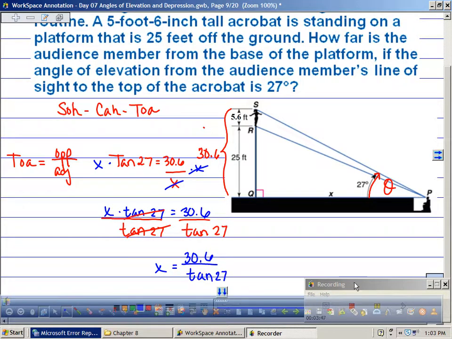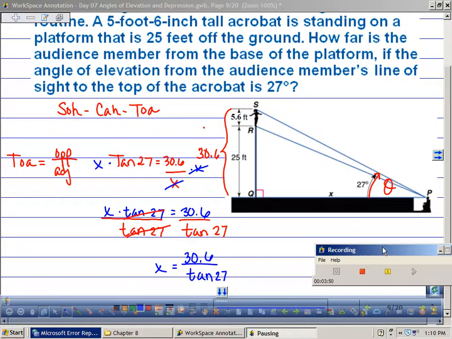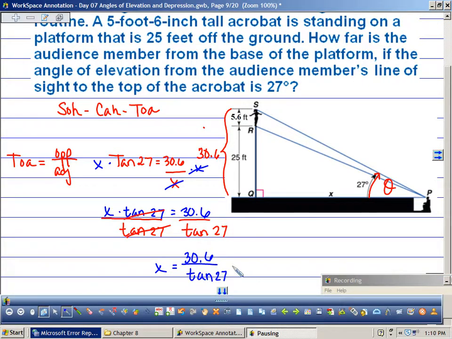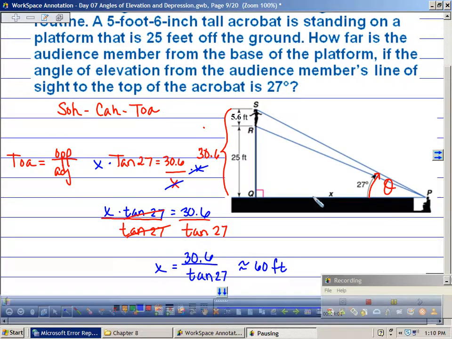Let's put this in our calculator. So we got an answer of what? About 60 feet. So the distance from here to the platform is around 60 feet. Does that make sense? Yes. From P to Q is 60 feet.